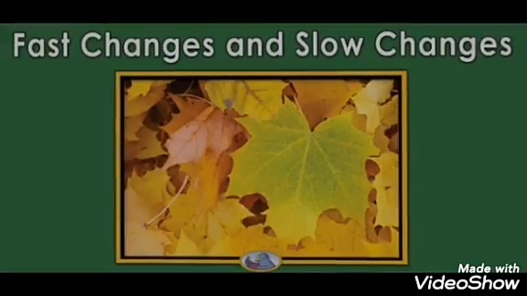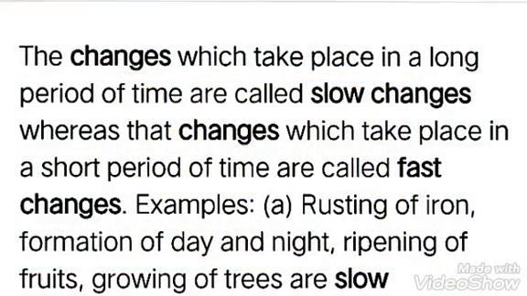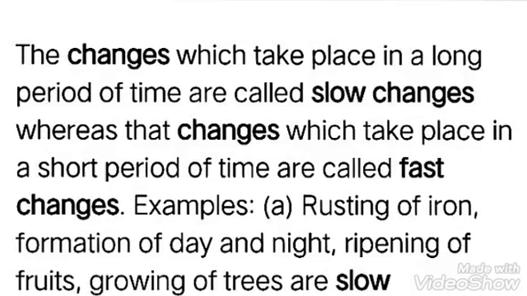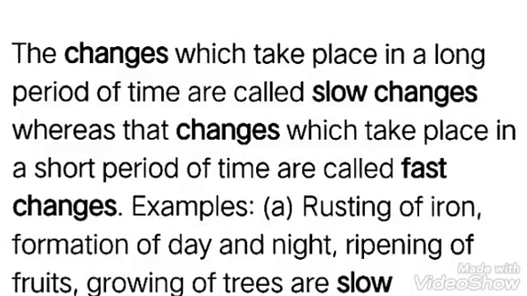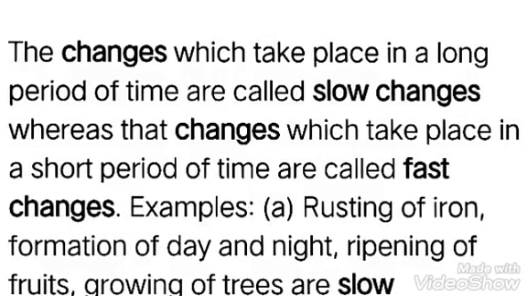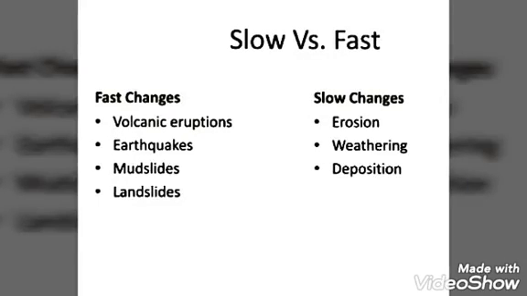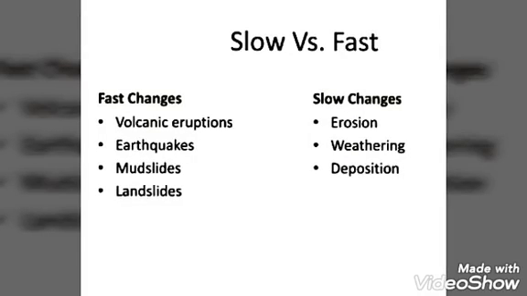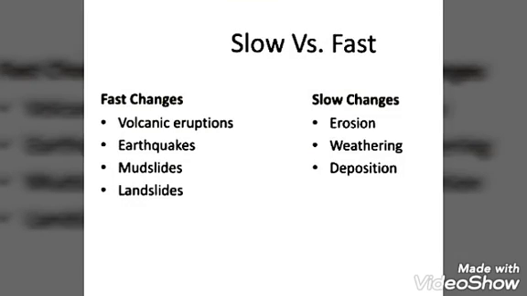Fast and slow changes. Changes which take place over a long period of time are called slow changes, whereas those which take place quickly in a short period of time are called fast changes. Examples of fast changes are volcanic eruption, earthquake, mudslide, landslide. Slow changes are erosion, weathering, and deposition.